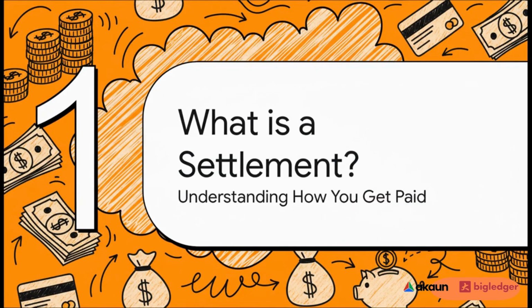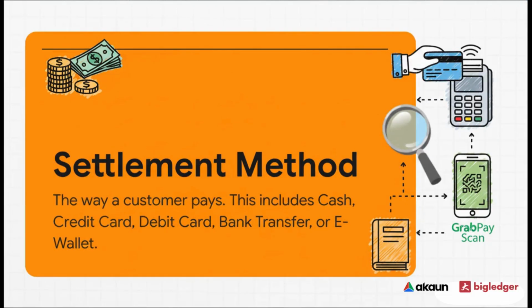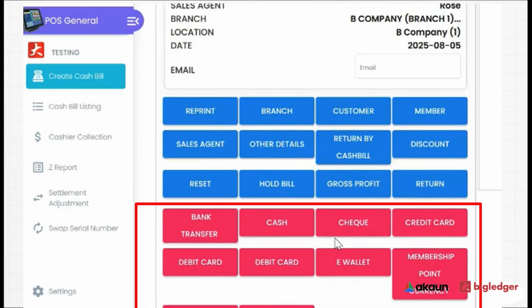Okay, first things first. Before we can even start hunting for reports, we really need to get clear on a word you're going to see all over the system, and that word is settlement. It's actually super simple. A settlement method is just how a customer pays you. That's it. Whether they hand you cash, tap their credit card, or scan a QR code on their phone, the system sees each of those as a unique settlement method, and it tracks them all separately.